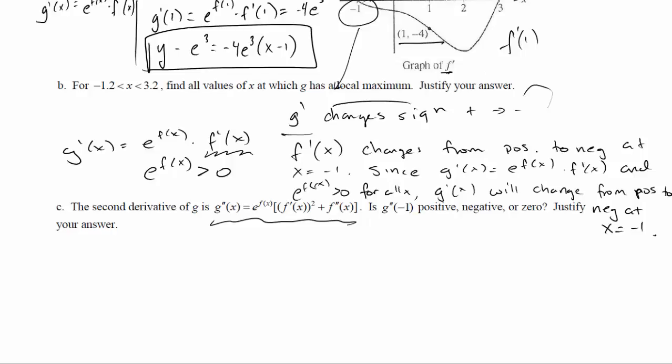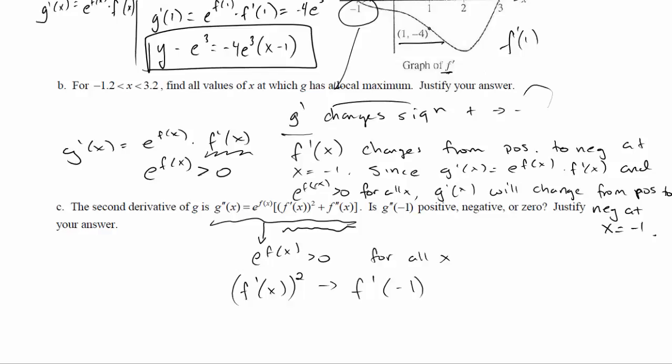So let's start with e to the power of f of x. Well, we know that's positive for all x. That makes things a little easier because then I can just focus on what's on the inside. So let's look at f prime of x, and I can even look at the quantity squared. Now f prime of x isn't always positive and isn't always negative. But what I can look at is f prime of negative 1, because that's really the value I should be caring about.